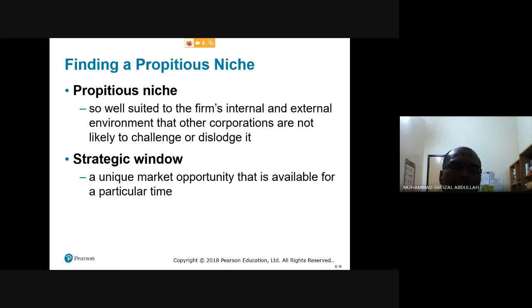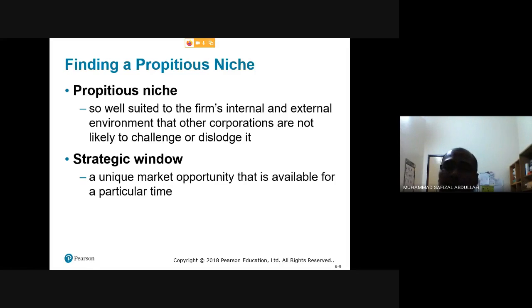It does not happen all the time. Sometimes it happens because maybe the government announces a certain policy, for example. You know, sometimes this presents a very specific window. For example, apa lagi?